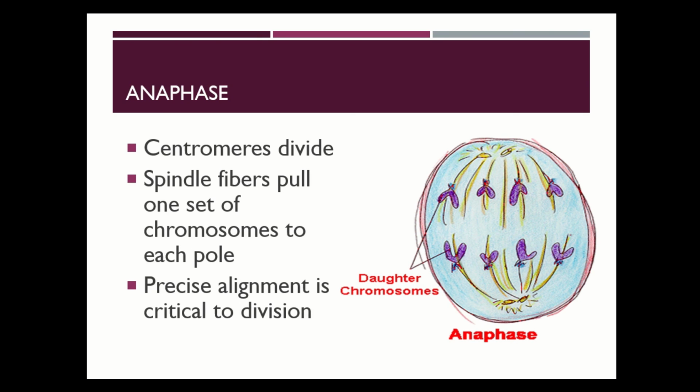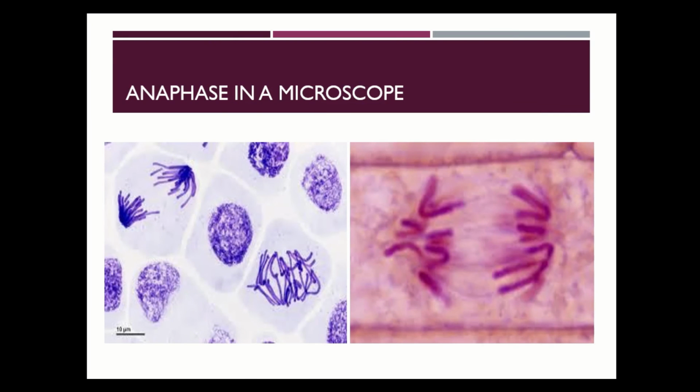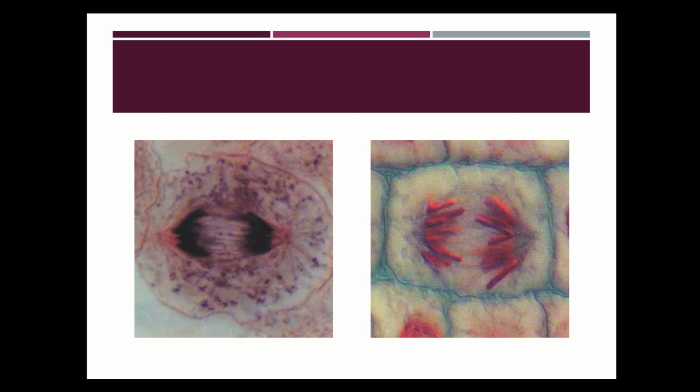Next one, we have the anaphase. It is where the centromeres divide. So ang tandaan na lang natin dito, A stands for apart or away. Kasi naghihiwalay po dito yung chromosomes. So the spindle fiber pulls the one set of chromosomes to each pole. Ayan, hinihila ng spindle fiber yung mga chromosomes. And also, precise alignment is critical to the division. Next one, we have, ayan, anaphase in a microscope. And another example of anaphase under a microscope.